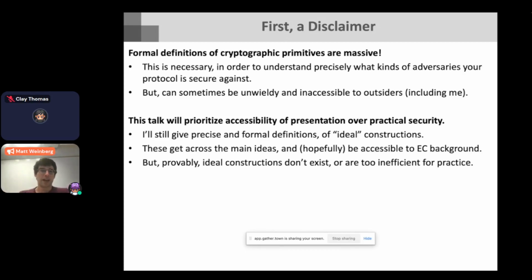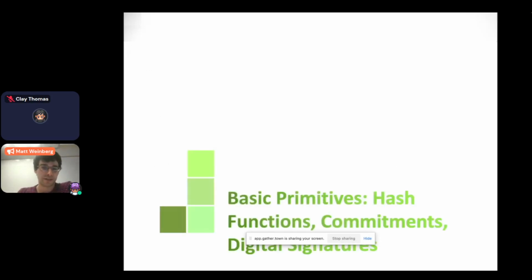So just to repeat, I am going to give you a formal definition that I hope will be accessible, that you can interact with, and that does capture something about what these primitives actually do. But I want to be really clear that if you want to do state-of-the-art, generally secure cryptography, there's no way to get around interacting with the very formal definitions that I'm not going to get into. But I hope that you'll still get all the main ideas of what this stuff does.